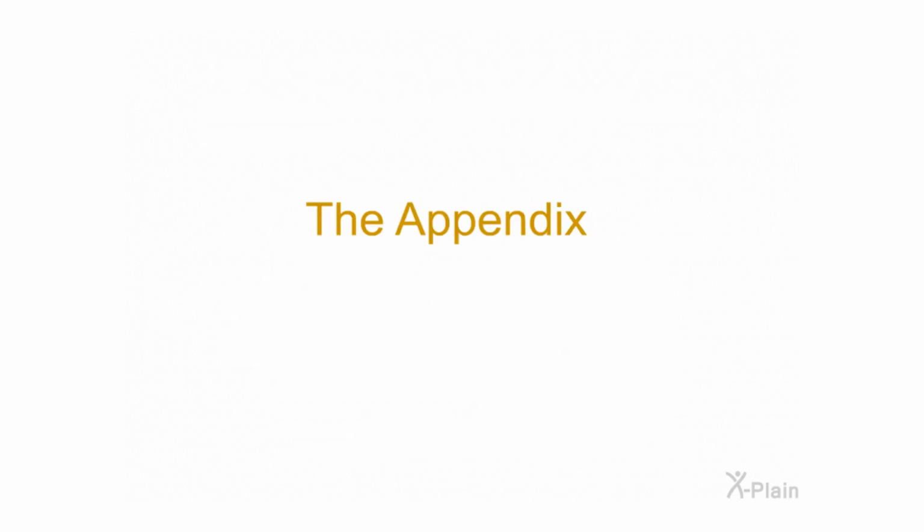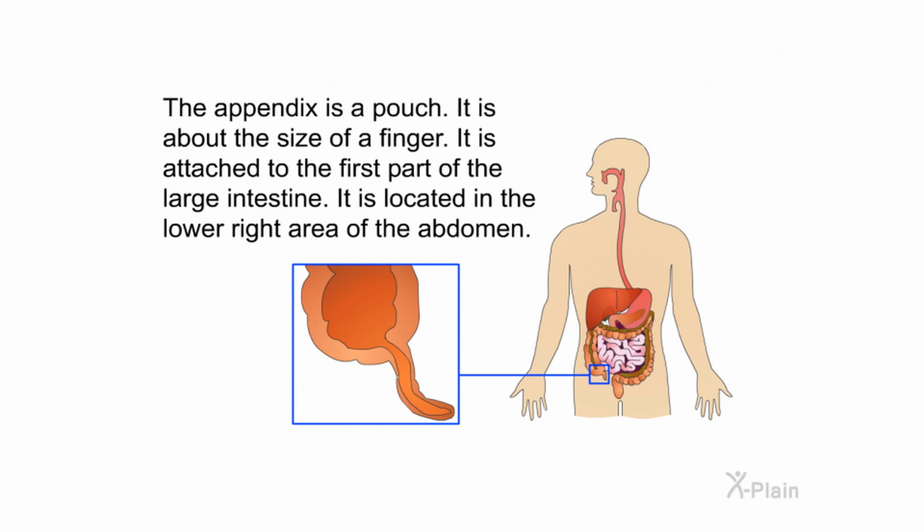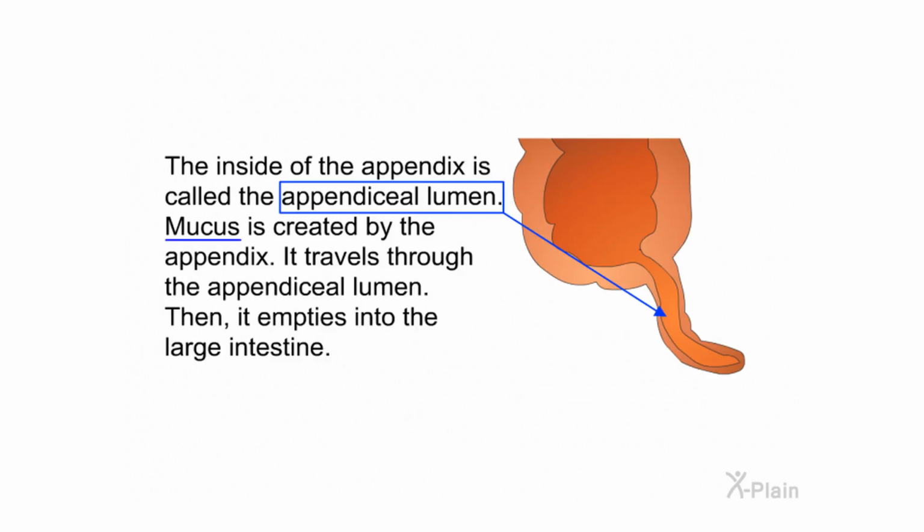The appendix. The appendix is a pouch. It is about the size of a finger. It is attached to the first part of the large intestine. It is located in the lower right area of the abdomen. The inside of the appendix is called the appendiceal lumen. Mucus is created by the appendix. It travels through the appendiceal lumen. Then it empties into the large intestine.